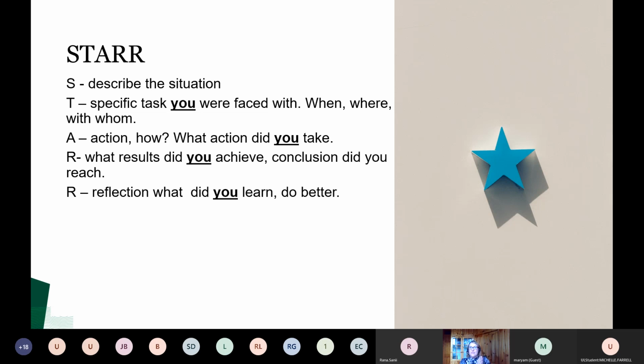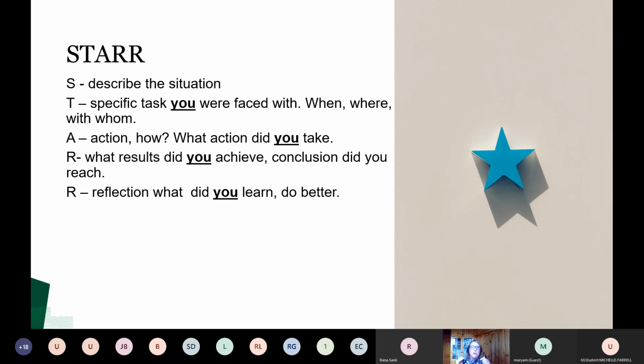The task that you were faced with even. So what was your objective? What did you have to do, with whom, where, by when? So that's your task. Now, the meat, or I should say the meat for any vegetarians in the audience, the core part of the STAR answer is A and R, the action and the result.